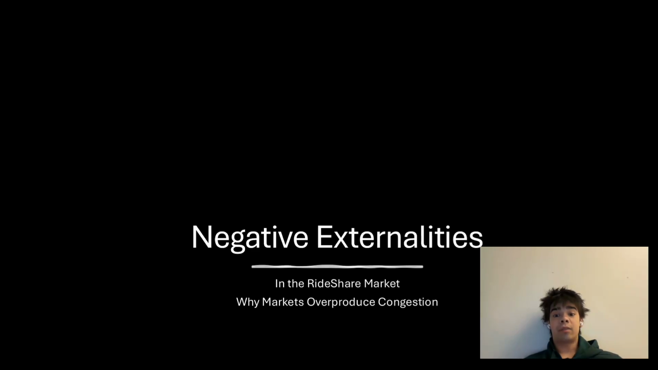Markets are designed to allocate resources efficiently, meaning they maximize total surplus, which is the combined benefit to buyers and sellers. But sometimes markets fail to account for all the costs or benefits of an activity. And when that happens, we get what economists call an externality. So what is it though?